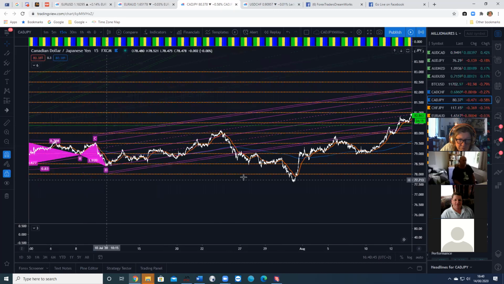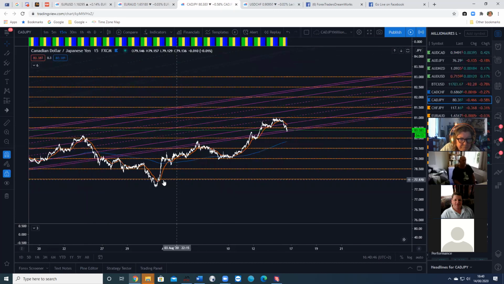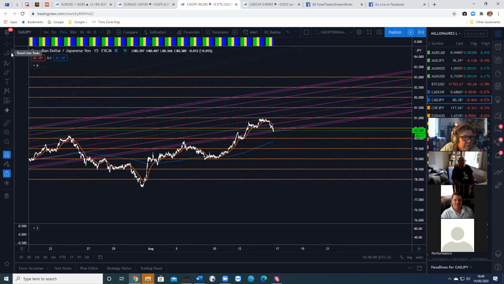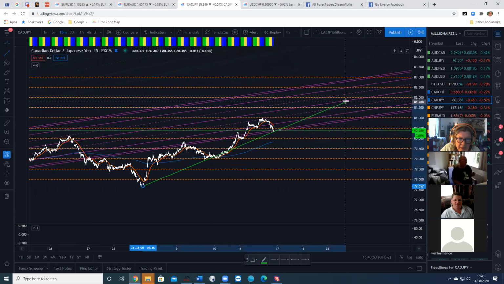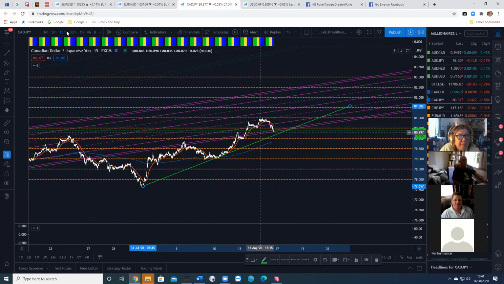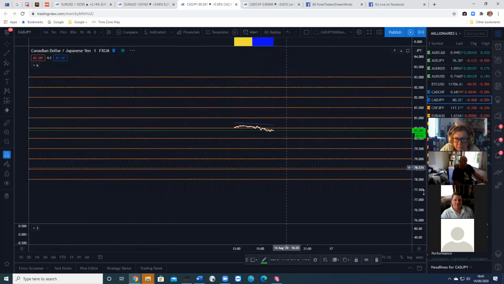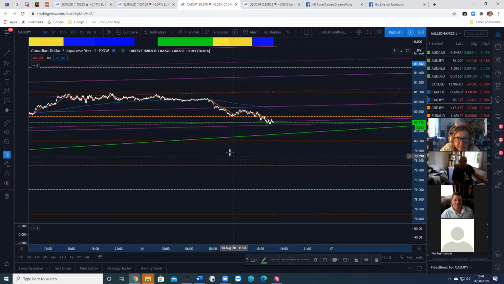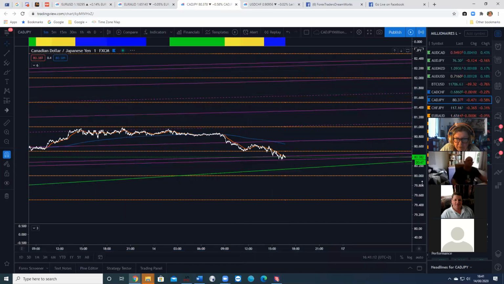From that pitchfork on the 10th of July. That's on the hourly. So we'll see what happens with marking that up next week. Sorry, that's on the 15-minute. That's a 15-minute trend line. That green one, 15-minute trend line.